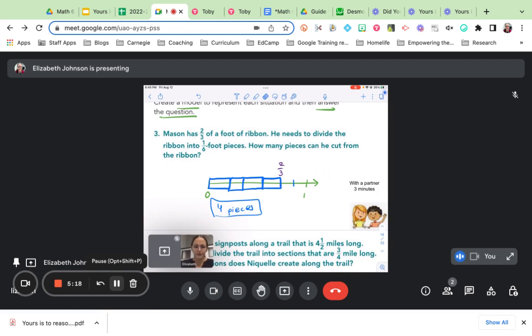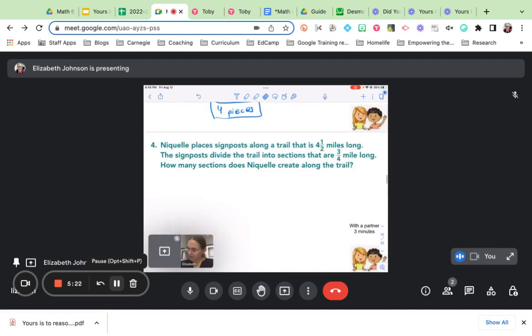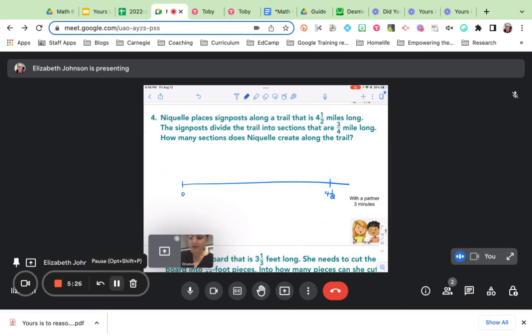So we were able to use a number line model to answer a practical real-world question there. Could we do it with mixed numbers too? Sure we could. This time, instead of having my number line go from 0 to 1, I want it to go from 0 to 4.5. And then we want to divide the trail into sections that are 3/4 of a mile long. We wonder how many of those can we fit in there.